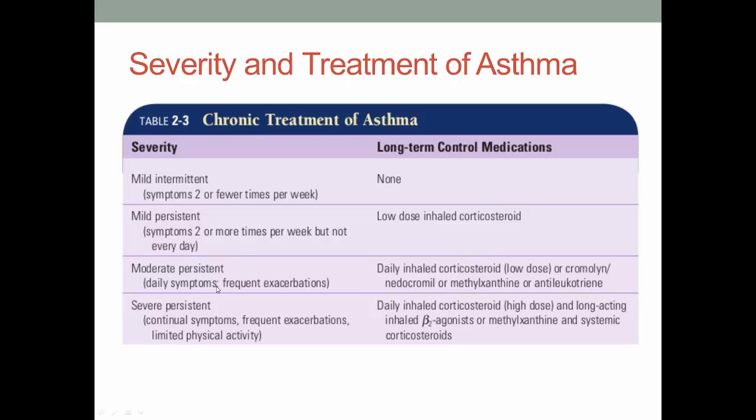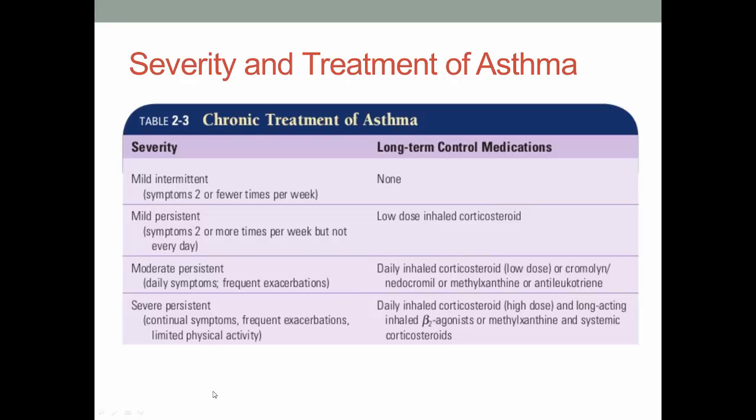If you go further down, now your patient's having daily symptoms, frequent exacerbations. So once you see daily, it's moderate. And now you're going to use the above treatment, but you're going to use it every day at a scheduled time, not just as needed. The other thing you can do is add some of the other things like cromolyn or one of the methylxanthines, theophylline, or anti-leukotriene, montelukast, or something like that. But honestly, those aren't used that often.